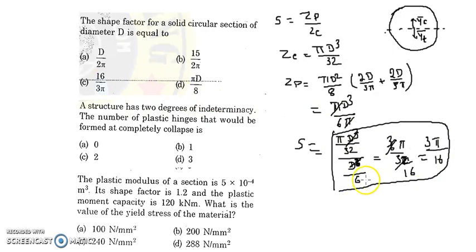Look at this. Look at the foolishness. What I'm doing here is supposed to be 1 by s. So the answer is C. Okay, fine. A structure has 2 degrees of indeterminacy.